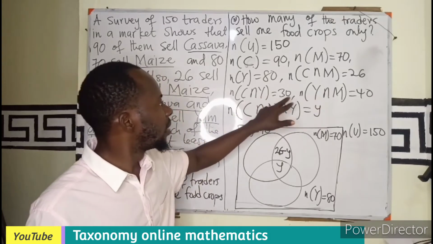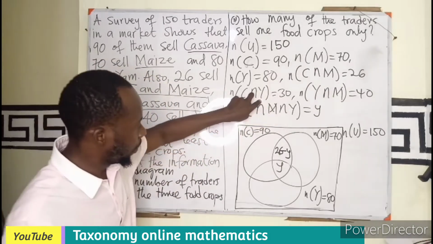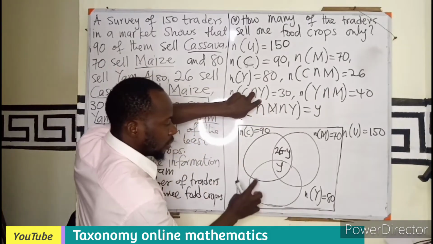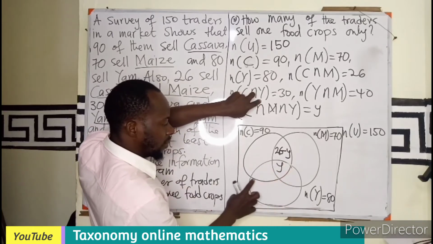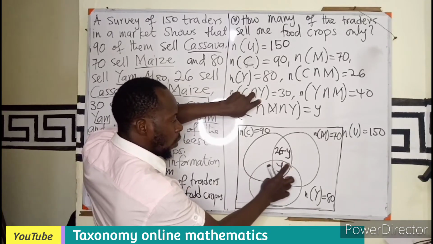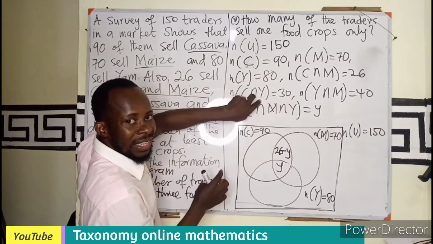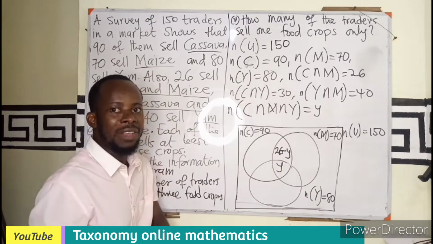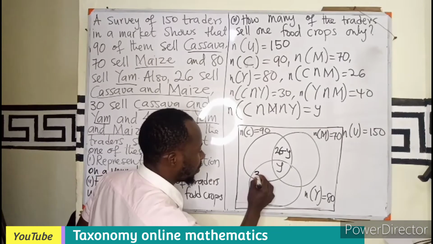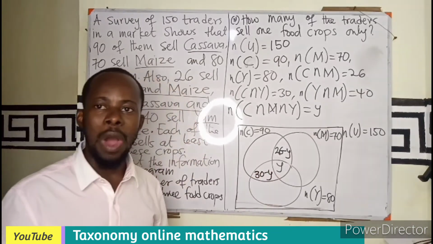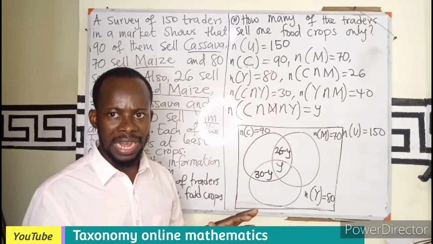Alright. Then the next one is what? Cassava and yam, which is also going to be the overlapping region here. So if this whole region is given as 30 and part of it is taken as Y, it means here becomes 30 minus what? Y. Are you okay with that?